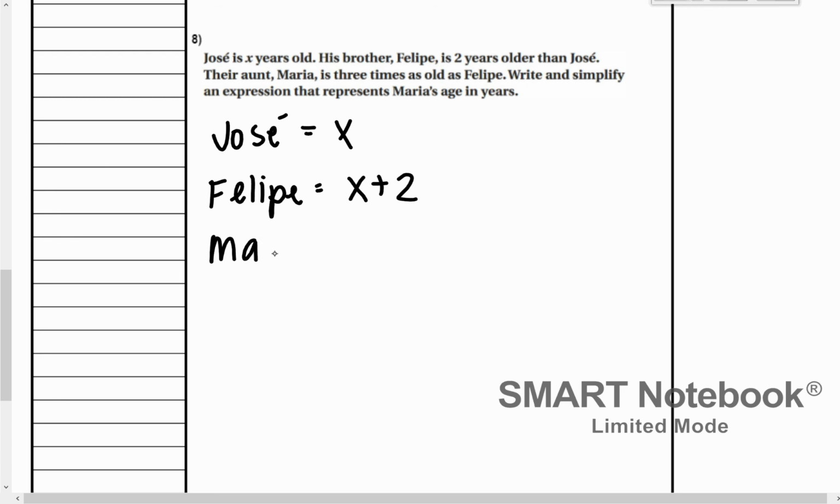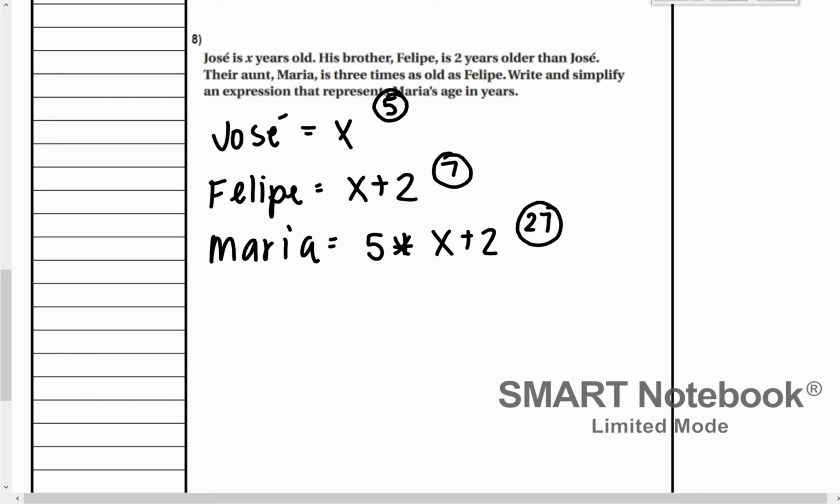Now Maria is 5 times Felipe's age, and Felipe is X plus 2. Okay, but we can't do it this way because let's say Jose is 5, meaning Felipe would be 7. And if we said Jose was 5, we'd have 5 times 5, which is 25, plus 2 is 27. Okay, now Maria is supposed to be 5 times Felipe's age, and 5 times 7 is not 27.